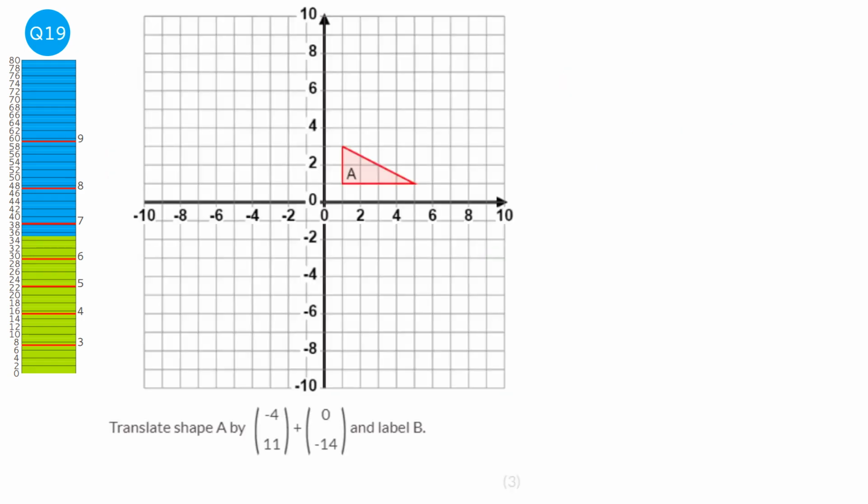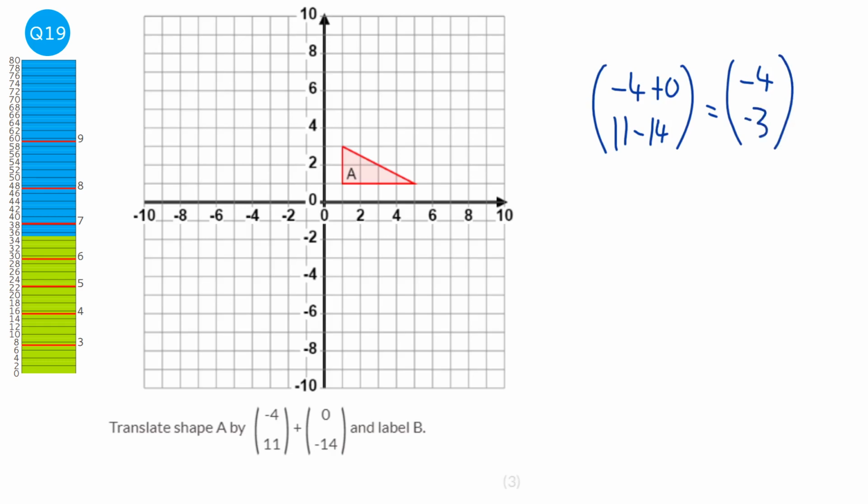First thing I'm going to do is add these column vectors. So we're going to add the tops first, and then we're going to add the bottoms. So it's plus minus 14. And so at the top it would be minus 4. And 11 take away 14 is minus 3.